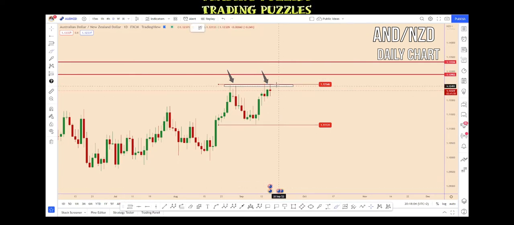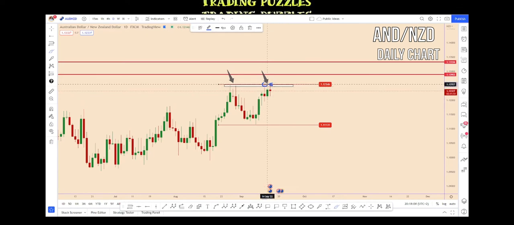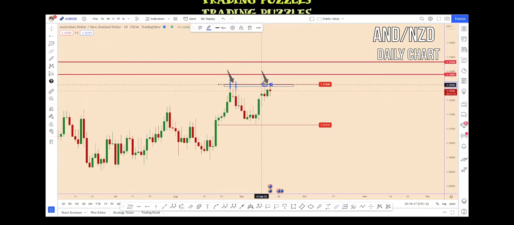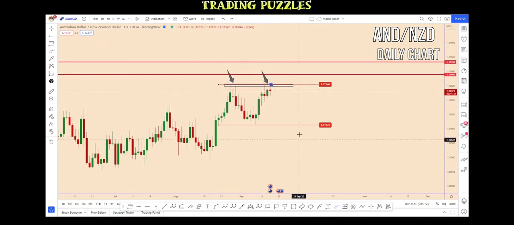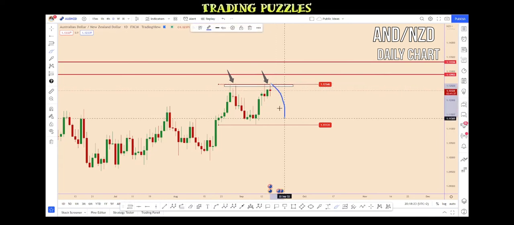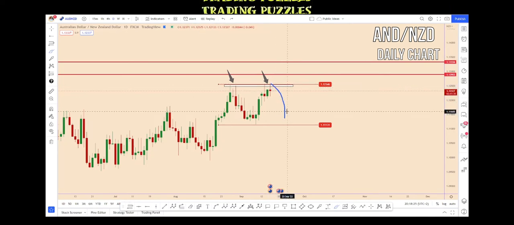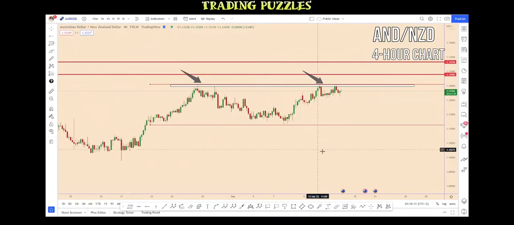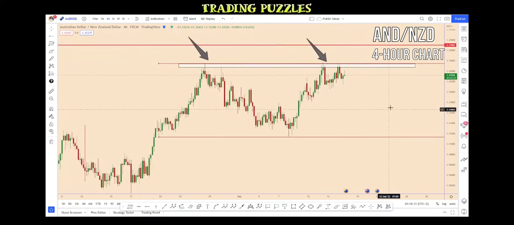Price is testing the same zone for the second time during this week, and this was the first time. So look at how the price is coming close to this zone 1, 2, 3, 4 times overall, and this is increasing the chances that our trade can move on the lower side again. Let's move on to another time frame, the 4-hour time frame.